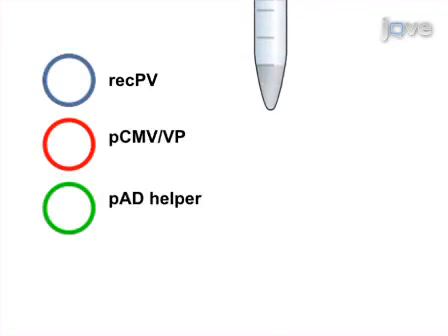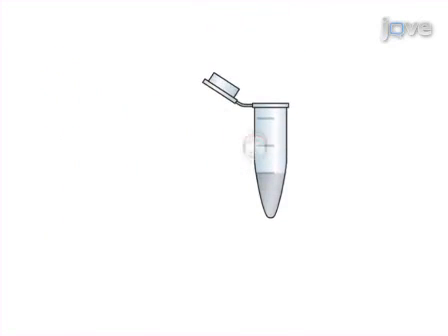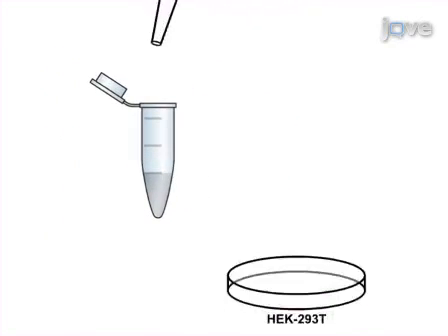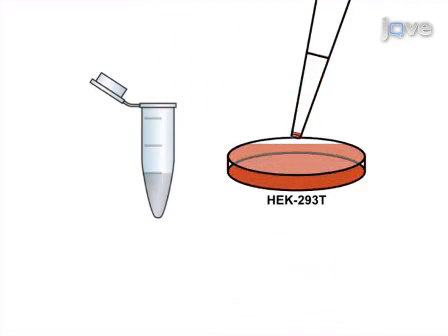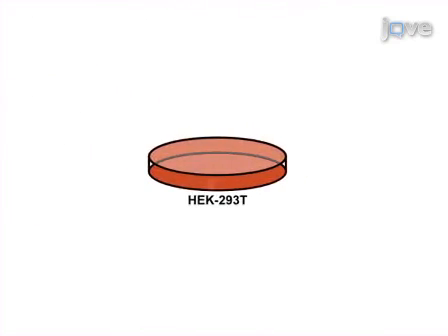This is accomplished by first producing an initial RECPV viral stock through transfection of HEK293T cells with RECPV plasmids together with an adenovirus type 5 derived vector.